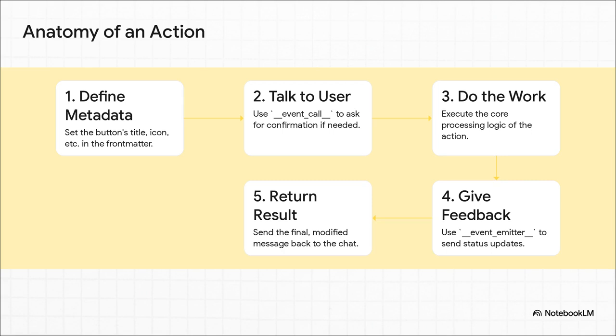So, if we put it all together, the anatomy of a really well-designed action follows these 5 simple steps. First, you define its metadata with front matter. Then, you talk to the user if you need to, maybe to get confirmation. Third, you do the actual work. Fourth, you provide feedback along the way so they know what's happening. And finally, you return the result right back to the chat.